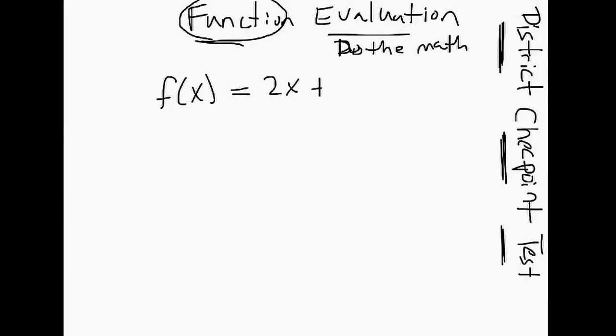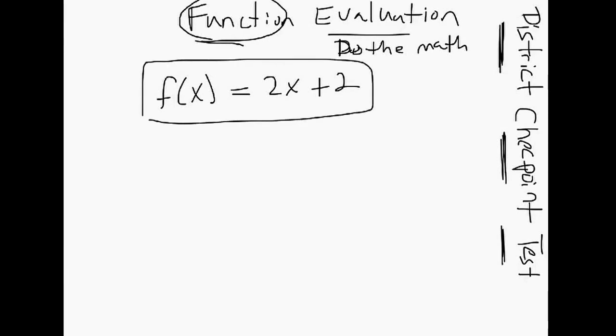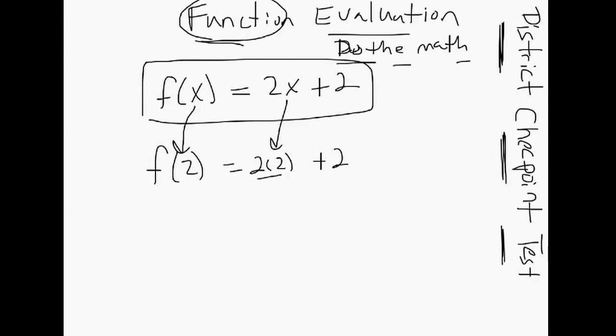So you'll be given something like f of x equals 2x plus 2. So this is a function. And function evaluation means you'll be asked for things like, what's f of 2? Well, we replace x with 2, so we're going to do the same thing here. Replace x with 2, and then we do the math. 2 times 2 is 4, plus 2 is 6. Therefore, f of 2 is 6.